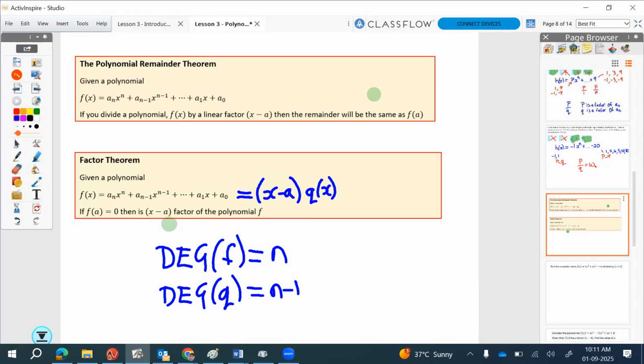Wait, what did you write? Why should I wait? No, D, and then the Q and Degree. That's the degree function. It tells you the degree of a polynomial. Degree of f is n. The degree of q is n minus 1.